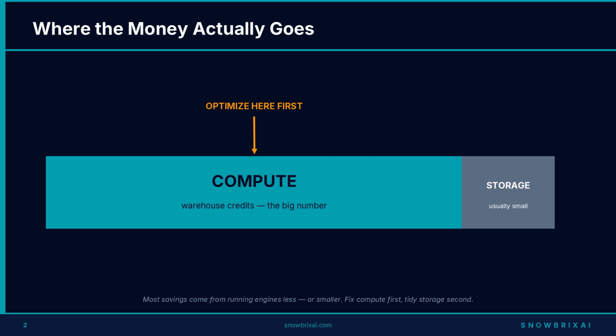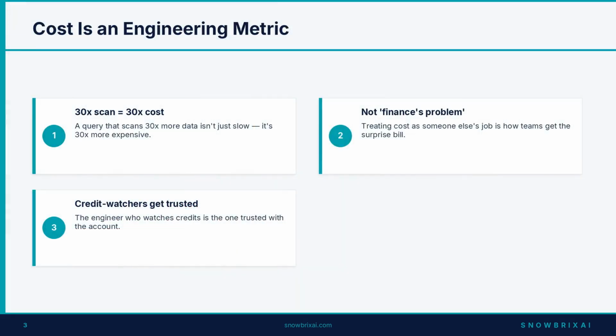Now, let me reframe how you should think about cost. We just saw where the money goes. Here is the mindset shift. Cost is an engineering metric. A query that scans 30 times more data is not just slow, it is 30 times more expensive. Same answer, 30 times the credits. Treating cost as finance's problem is how teams get the surprise bill. The engineer who watches credits gets trusted with the account. That engineer is you starting today.